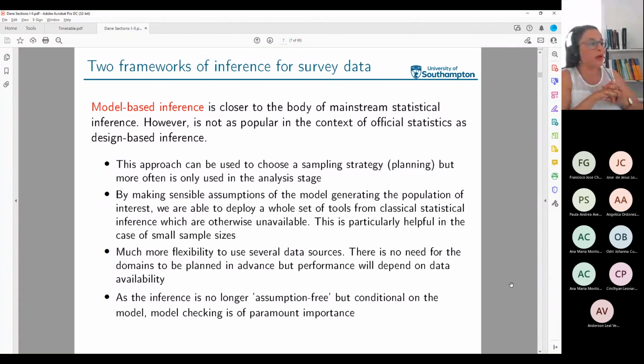This is not going to be a miracle, but if you have good data, let's say unit level data, if the data is quite correlated with the outcome that you're interested in measuring, then you may have interesting gains. And finally, the inference is no longer assumption-free, is nowhere near as assumption-free as the design-based inference is, but is conditional on the model. So checking that the model actually fits the population in an appropriate way becomes of paramount importance for you to make sure that your inferences are valid.